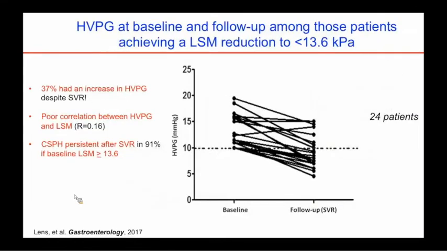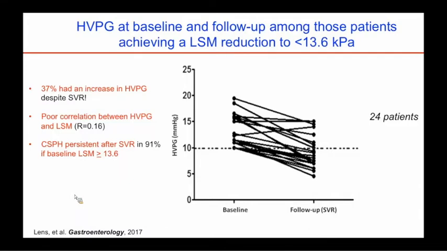Now, they looked at liver stiffness measurements as well, and they looked at the likelihood of improvement in liver stiffness measurements if the starting stiffness was 13.6 kilopascals or less. And you can see that most, but not all patients had a decrease, but most remained in the portal, or at least I'd say about half remained in the portal hypertensive range among the 24 patients.